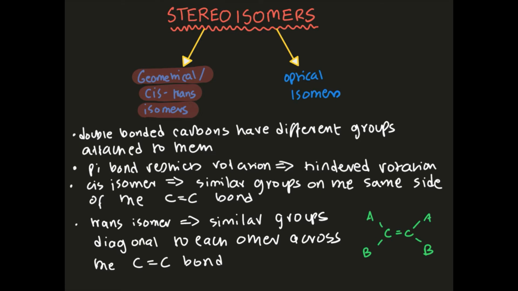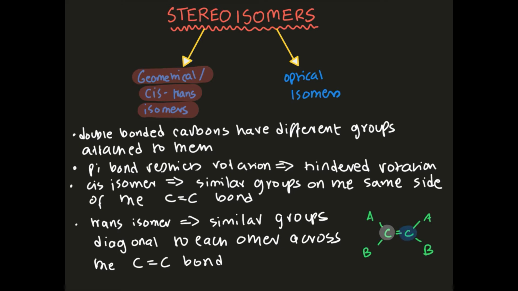Now the condition for a molecule to be a cis-trans isomer is that the double bonded carbons need to have different groups attached to them. So over here, if you take a look at the carbon I'm highlighting in white, it has two groups attached to it. There's A and then there's B. Now if this group over here was an A, it would not be classified as a cis-trans isomer because the groups would not be different. So the groups that are attached to this carbon over here need to be different from each other.